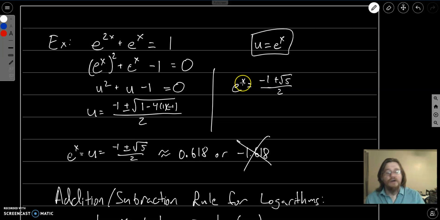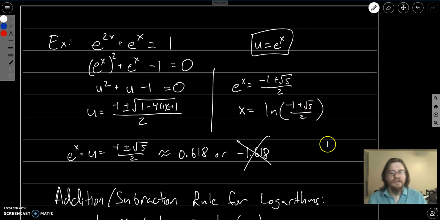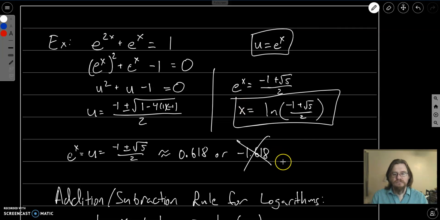And again, I want to know what x is, but this right here is going to be a little bit simpler. I can take the natural log of both sides, and we'll get that x is the natural log of negative 1 plus the square root of 5 over 2. And again, this is something that we could plug into a calculator to come up with an actual value for, but this is going to be the exact answer. Cool.